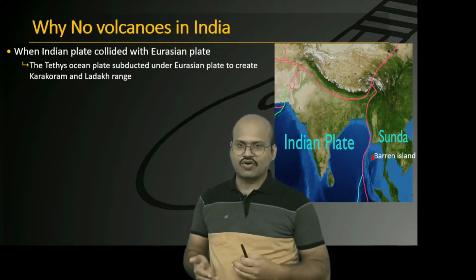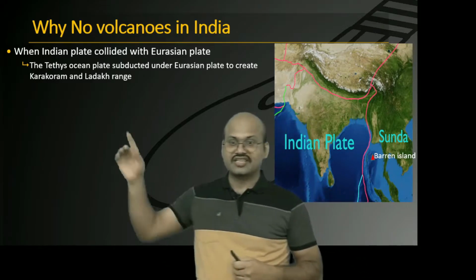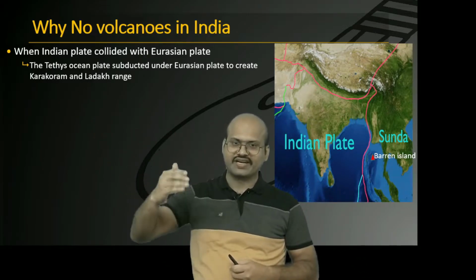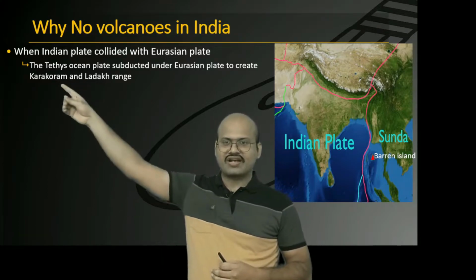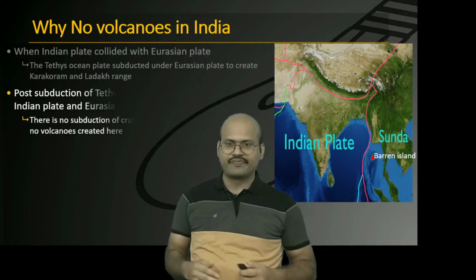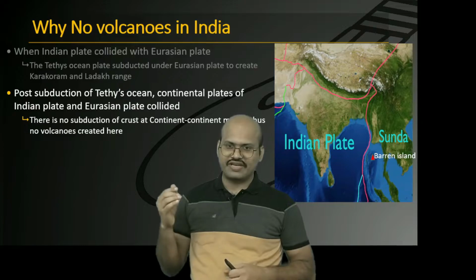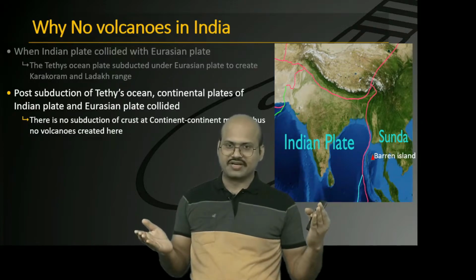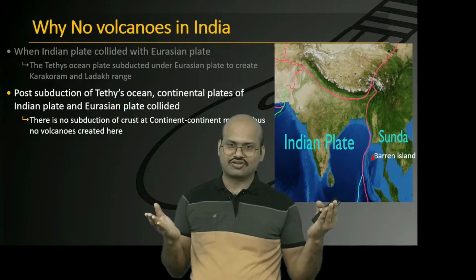And we see the Karakoram Mountains and Ladakh Ranges are volcanic in origin, because the Tethys Ocean, which was subducting, created large volcanic ranges. These ranges were the Karakoram and Ladakh Ranges. However, when the Tethys Ocean completely subducted, it was the time for collision of the Indian plate and the Eurasian plate. Now, the Indian plate is a continental plate and the Eurasian plate is also a continental plate.